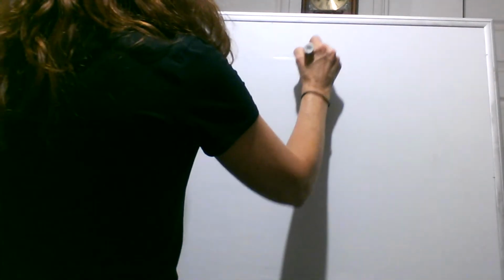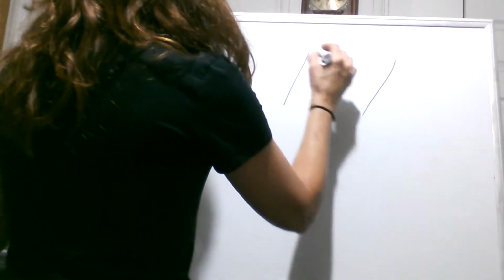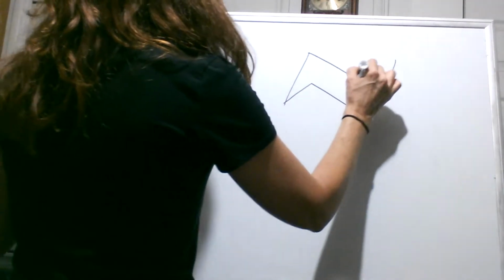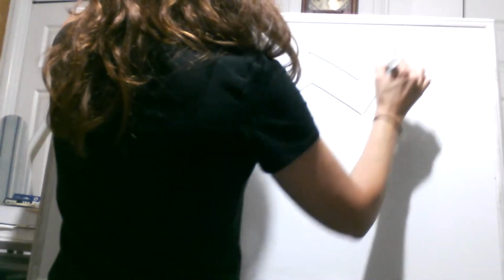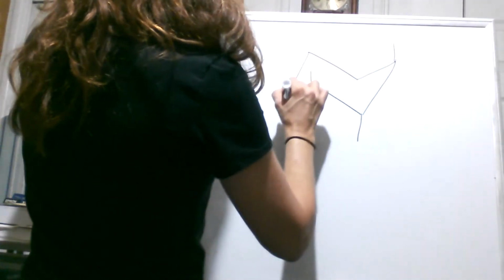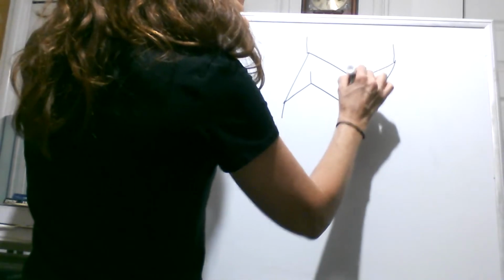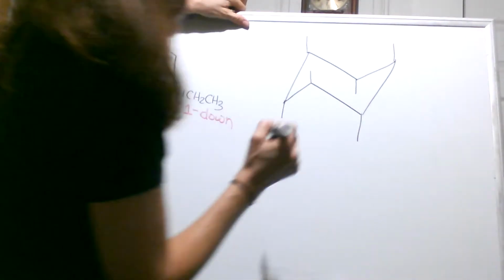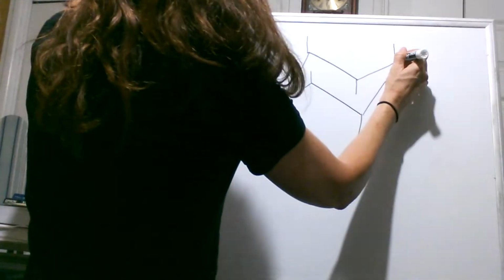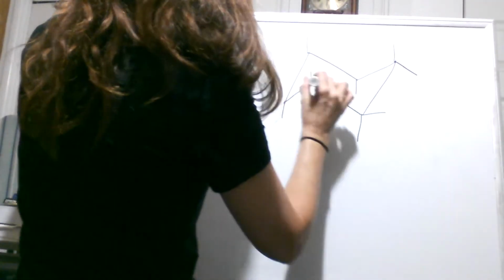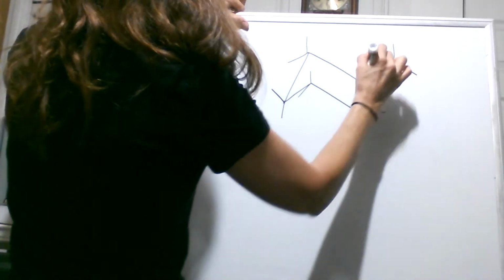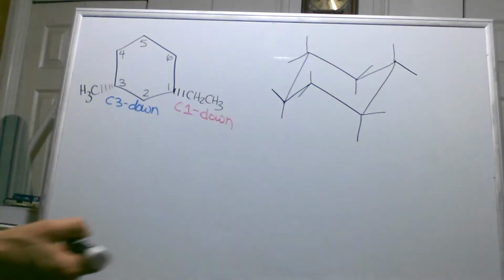We're going to draw our first chair. So there's our first set of lines. There's our second set of lines. And then closing the ring. We draw all of our axial positions. Up, down, up, down. You can see it's starting to get boring, but that's okay. That means it's getting easier. We now draw all of the equatorial positions. So down, up, down, up, down, up. And then we number the carbons.